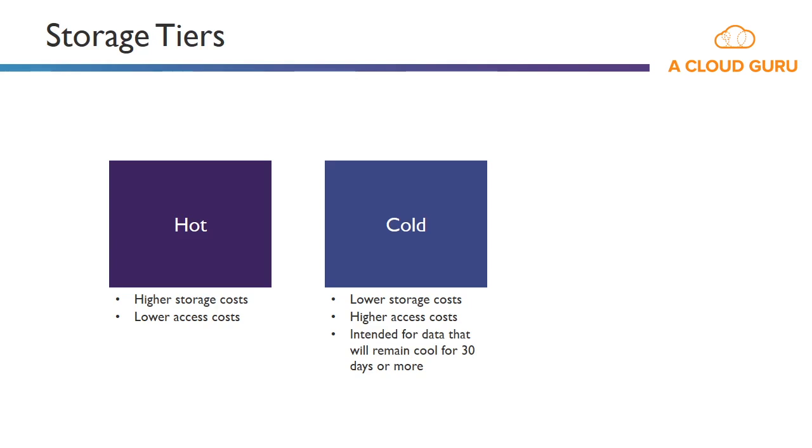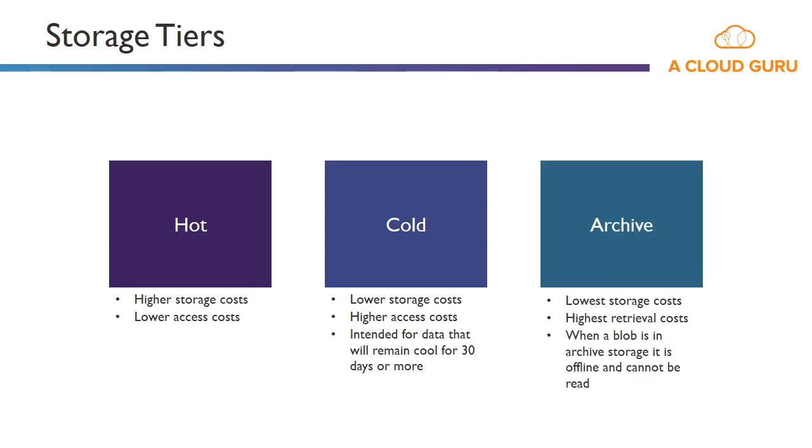And if you look at cold, it's really intended for data that will remain cool for 30 days or more to be cost effective. Finally, we have archive storage as well. This has our lowest storage costs, but our highest retrieval costs. When a blob is in archive storage, it is offline, and so it cannot be read. And this is really because it's pushed off to tape or some other archive type storage that Microsoft uses on the back end. So if you decide you want to access something in archive storage, there is a period of time as that has to get rehydrated back so you can access it.